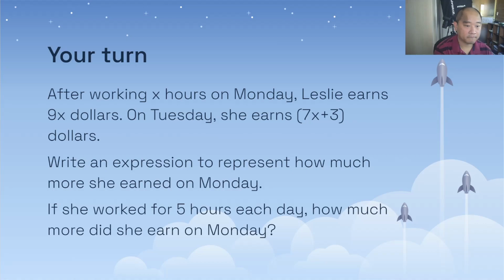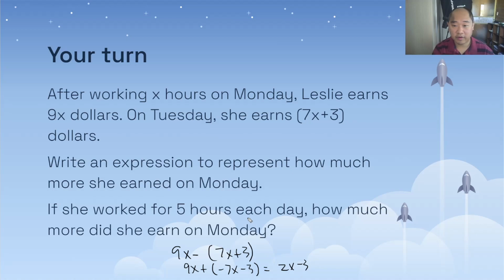Okay, so she earned more on Monday. How much more? Well, we can find out by subtracting the two, right? 9x minus 7x plus 3. So that would be 9x plus negative 7x minus 3. And that would equal 2x minus 3.